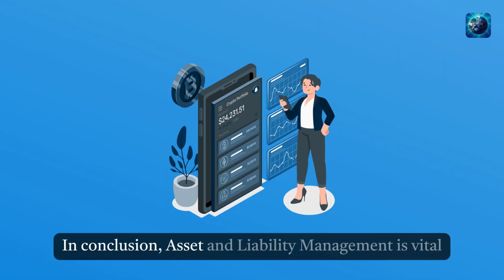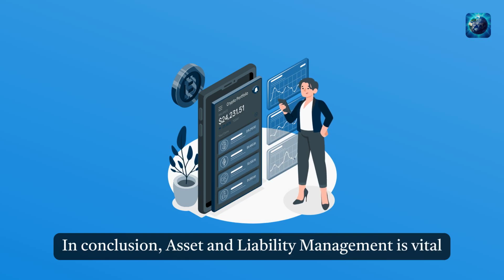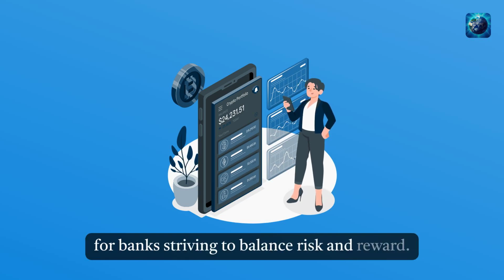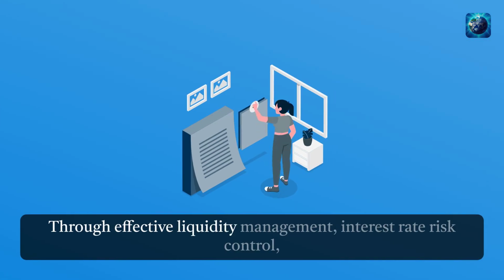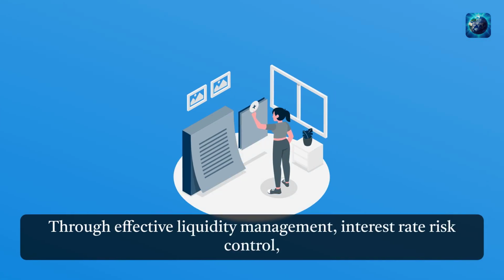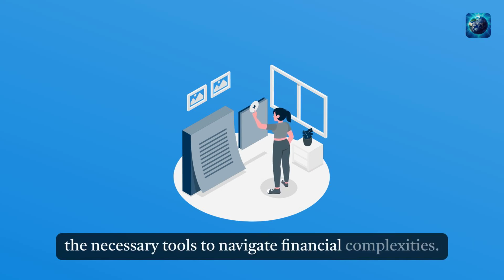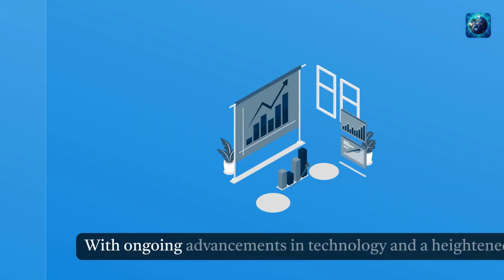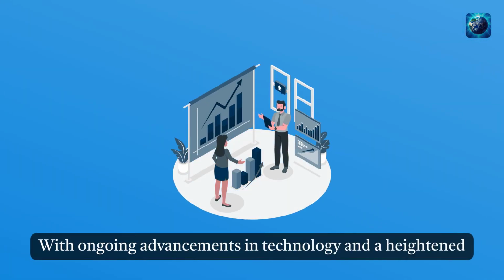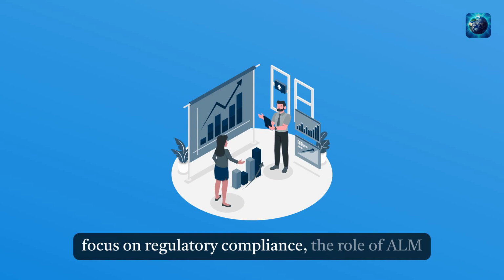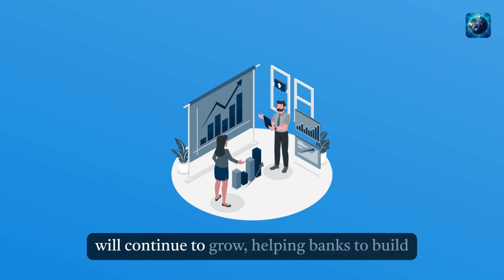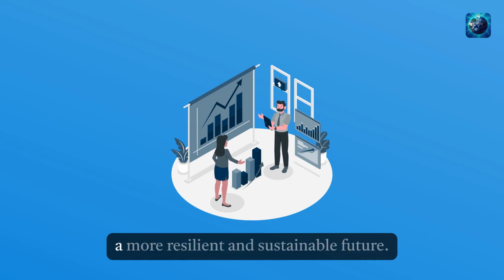Conclusion. In conclusion, asset and liability management is vital for banks striving to balance risk and reward. Through effective liquidity management, interest rate risk control, compliance, and capital allocation, ALM equips banks with the necessary tools to navigate financial complexities. With ongoing advancements in technology and a heightened focus on regulatory compliance, the role of ALM will continue to grow, helping banks to build a more resilient and sustainable future.